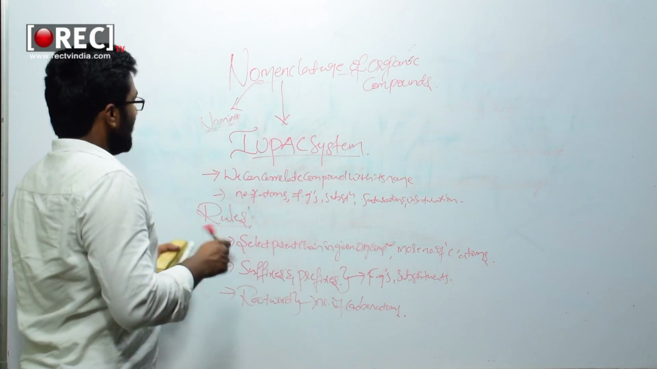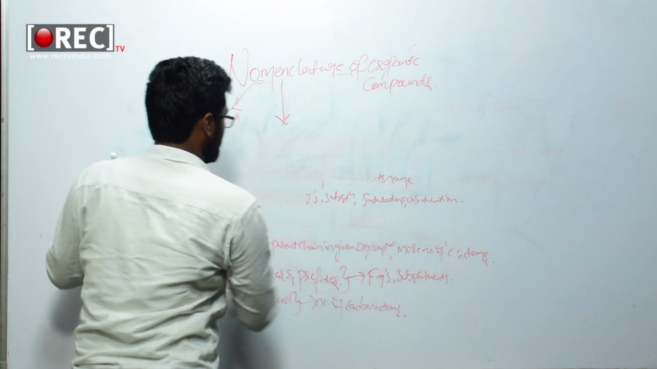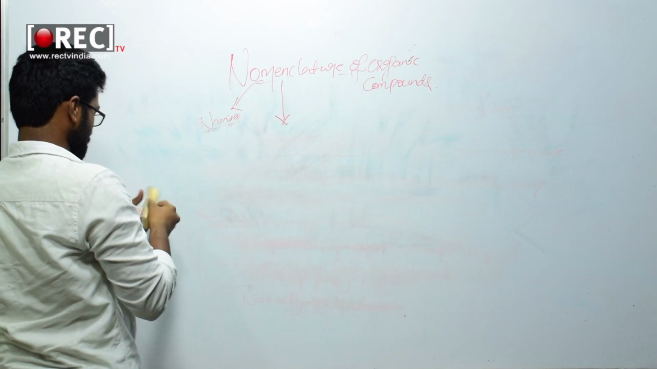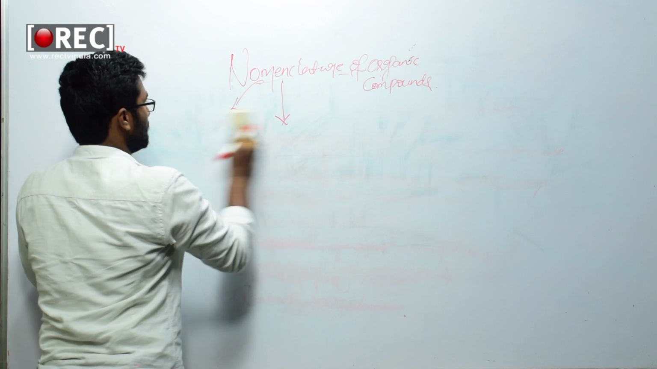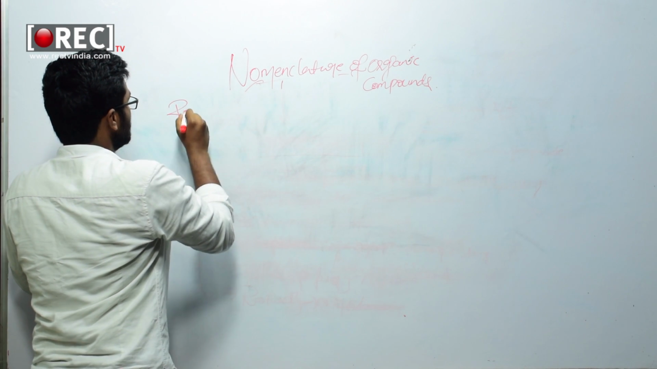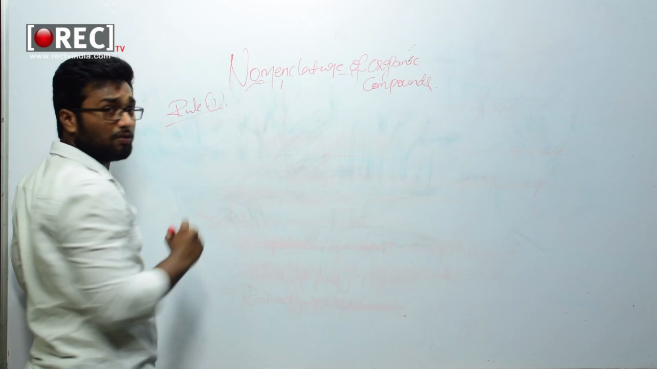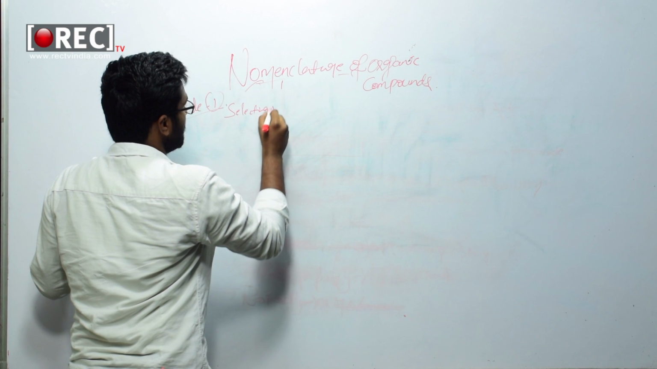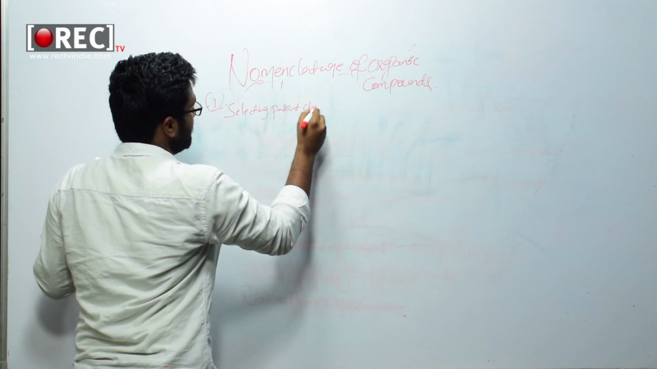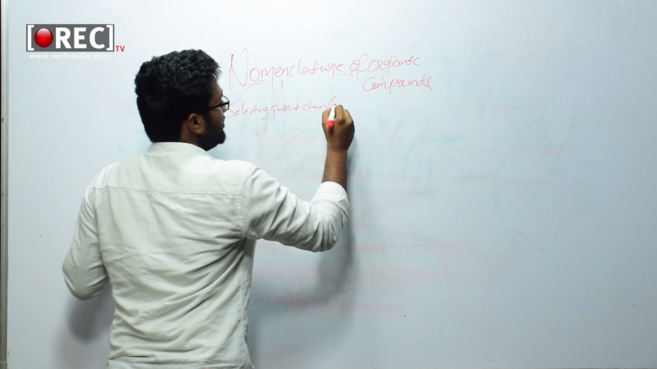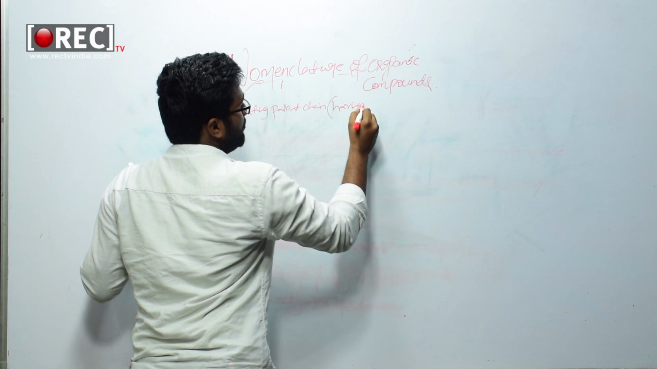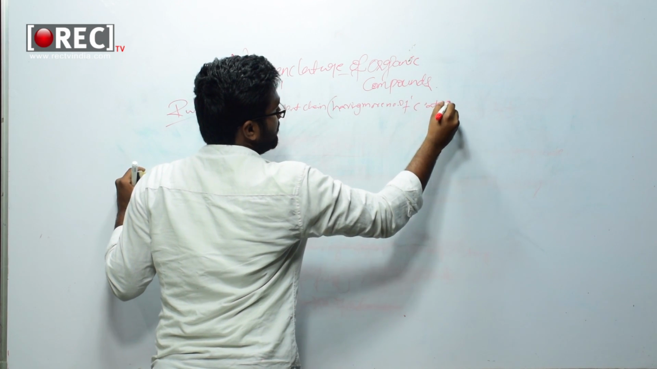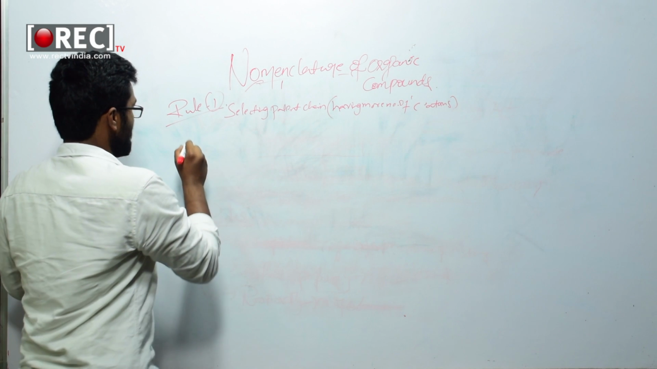Let me explain clearly. Rule 1. What is rule 1? Selecting the parent chain, the parent chain which is having more number of carbon atoms. Let's take an example.